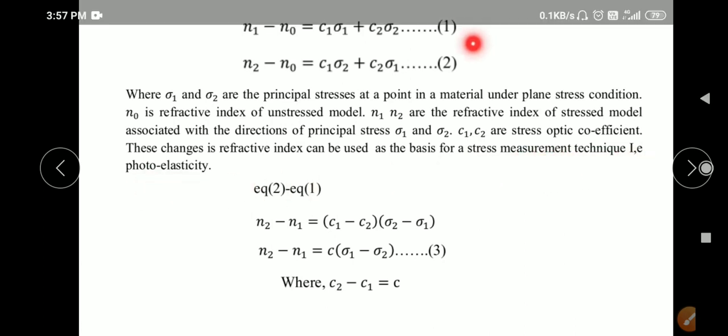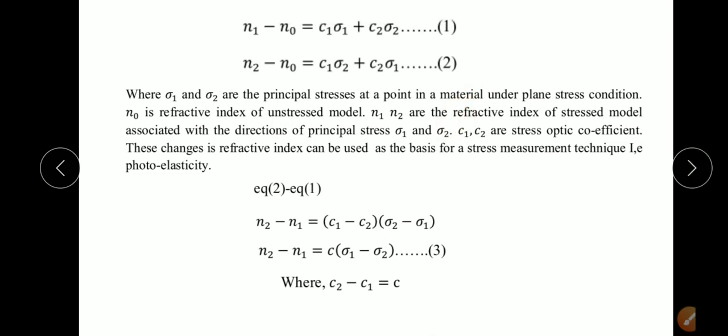So what we do, we will solve these two equations, 1 and 2. We are going to solve it as equation 2 minus equation 1. What happens if you subtract equation 1 from equation 2, we are going to get n2 minus n1, which is equal to c1 minus c2 times sigma 2 minus sigma 1. If you solve these two equations by subtracting the first equation from the second equation, we are going to get this equation: n2 minus n1 is equal to c into sigma 1 minus sigma 2.